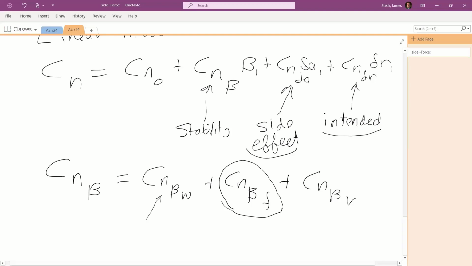Roscom says this is small at low angles of attack. So again, this is a wing effect due to side slip and yaw. And if you think about it, the wing is pretty much close to the CG.